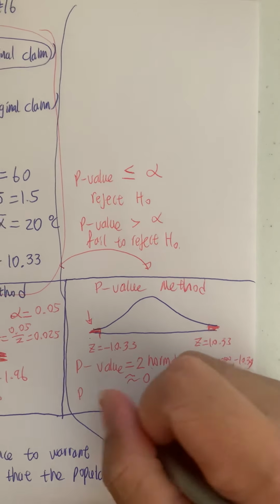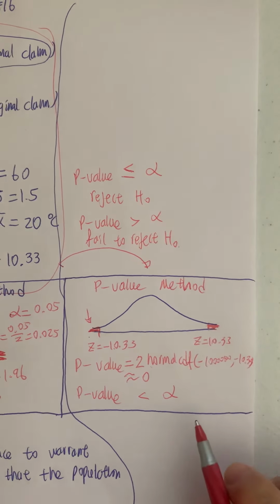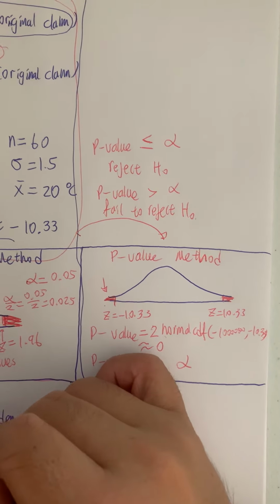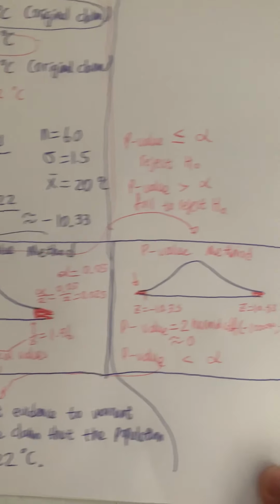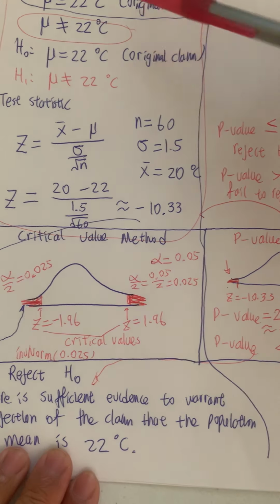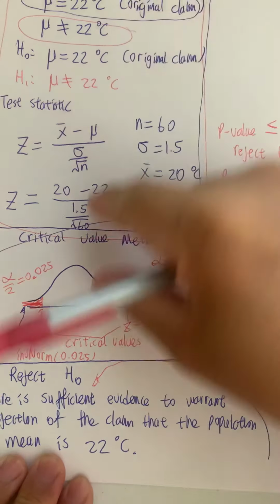So for this one, the p-value is less than alpha, 0.05. Then you get the same wording again: reject the null hypothesis, and then find the final wording. So if you're using the p-value method, it is this part and this part. If you're using the critical value method, it is this one, this one, and this one.